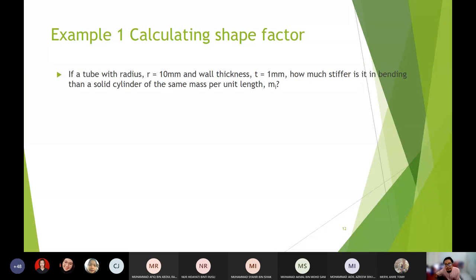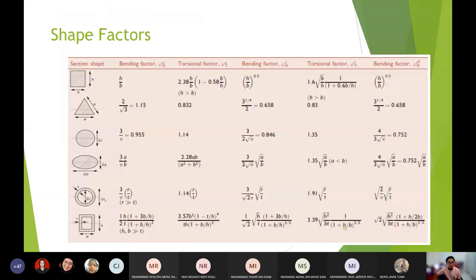So ada idea tak? Ni, nak kira bending ni, macam mana nak approach? Kamu tengok dalam chapter 9 of the second textbook. Okay, so we want to know this shape, shape tube ni, how much stiffer is it compared to a solid square cube?